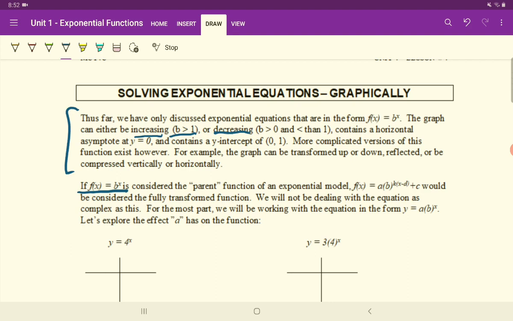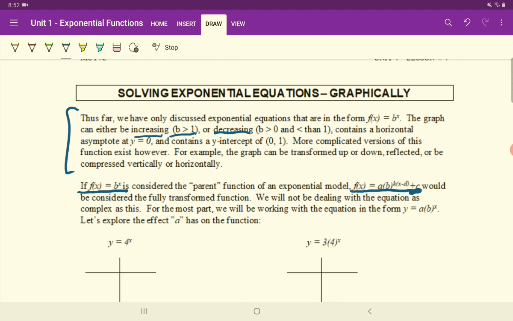And then from there, we can have all kinds of transformations. We can shift the graph up, down, left, right. We can vertically stretch or compress it. We can horizontally stretch or compress it. We can reflect it. And the full version of the function would look something like this: f of x equals a times b to the power of k times x minus d, plus c. That's a whole lot of letters. We're not going to be dealing with all of those different properties and transformations.